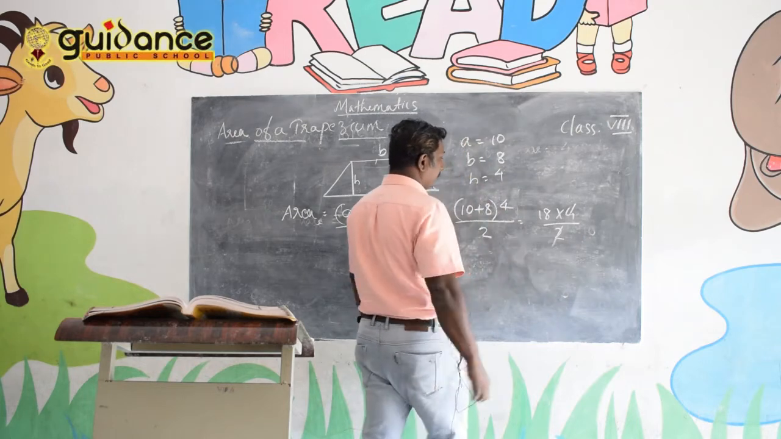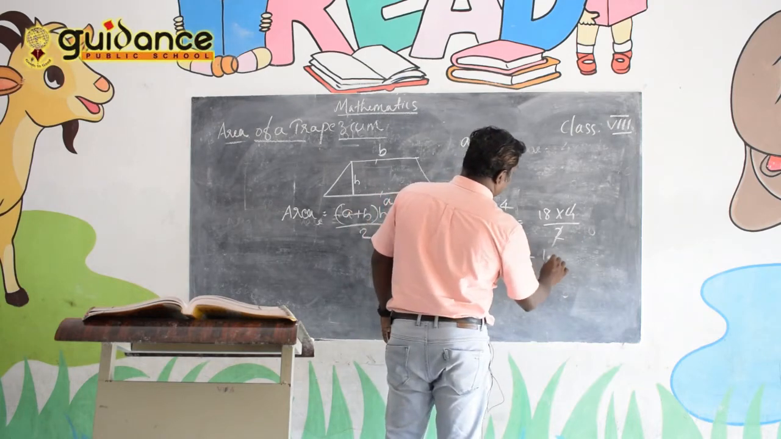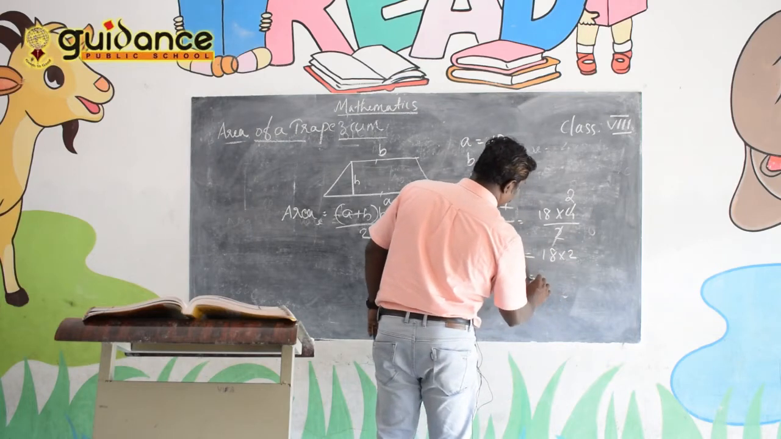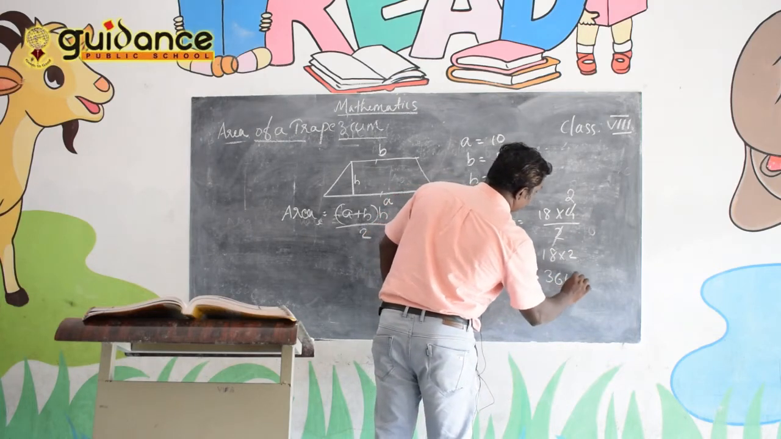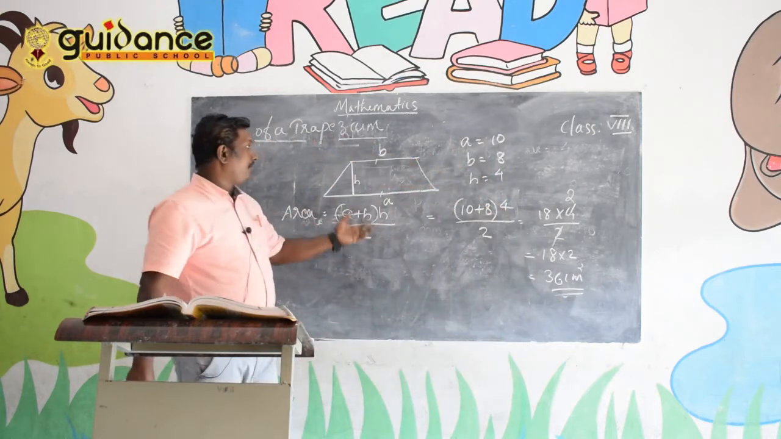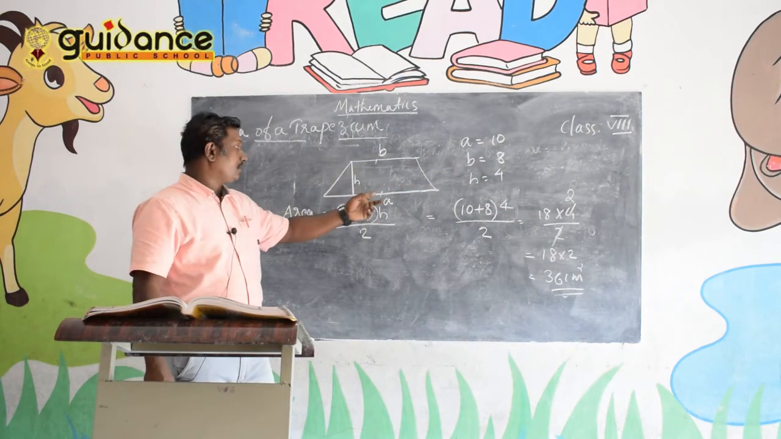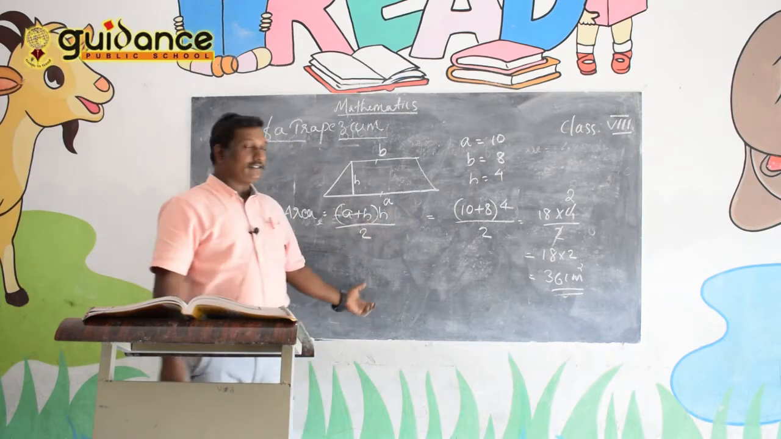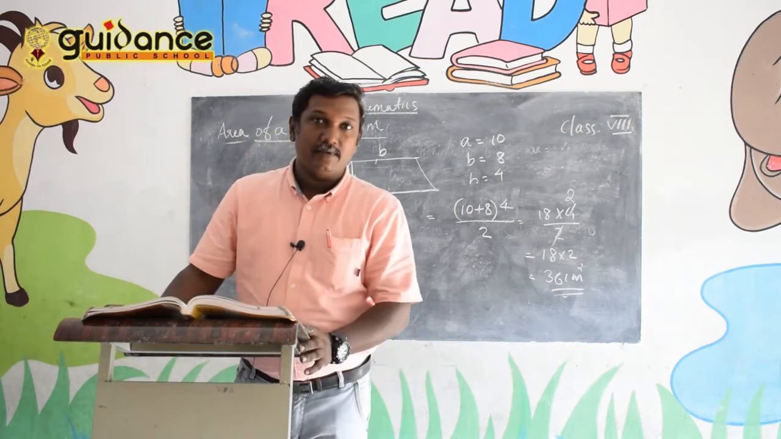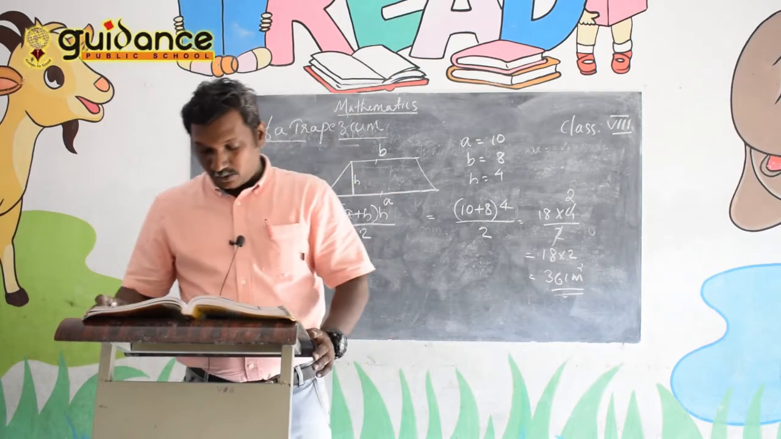2 and 4 we can cancel. It will be 18 into 2, which is equal to 36 centimeter square. So this is the area of trapezium. Area of trapezium is equal to (A plus B) into H by 2. So given A and all the values, we can easily do that.